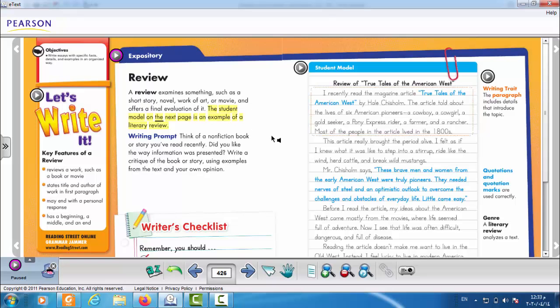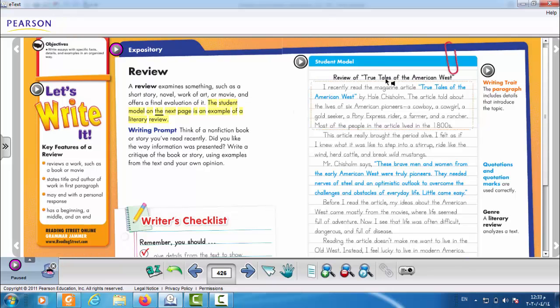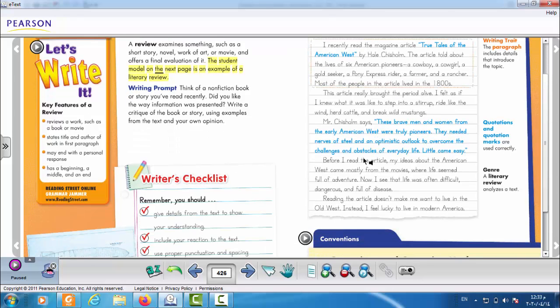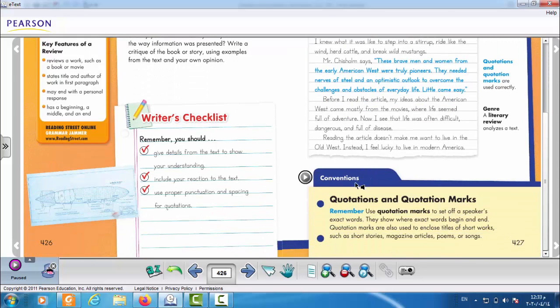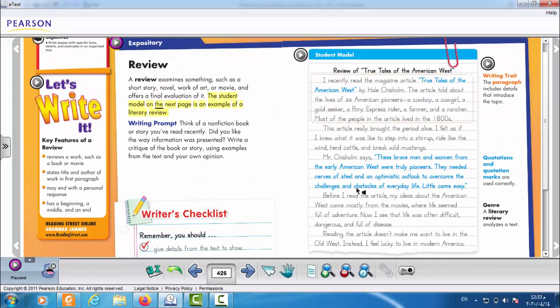Evaluation, like, for example, if you look in here, you will find that they write a review of True Tales of the American West. I forgot to tell you about the pages, page 426 and 427 in Reading Street. This is a review of True Tales of the American West. We're going to listen to this part, and I'm going to tell you what I mean in the first part of the lesson about review.